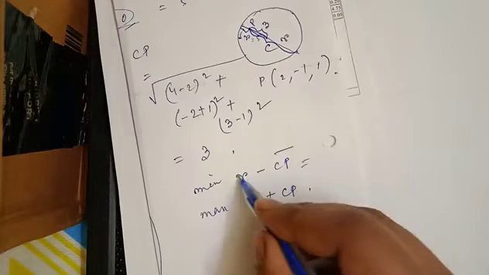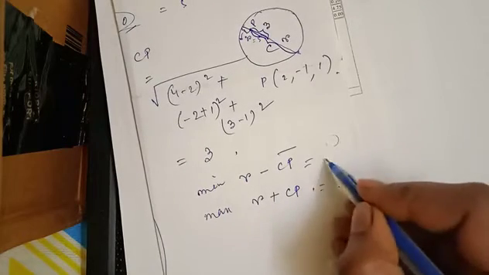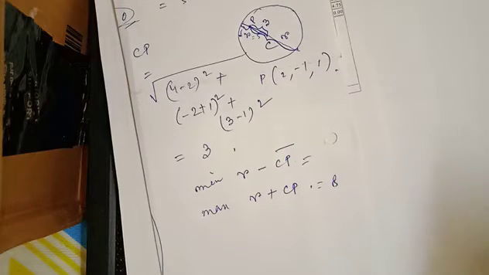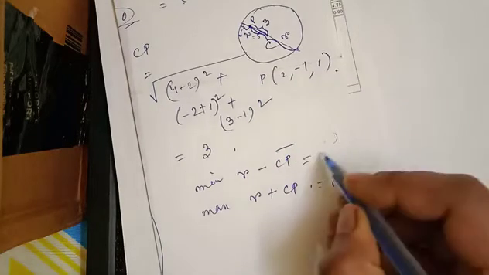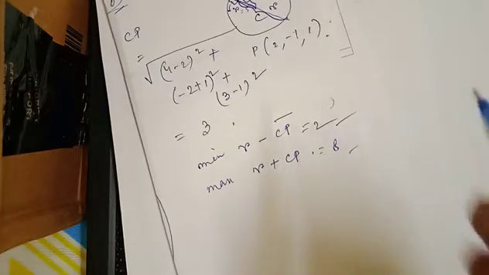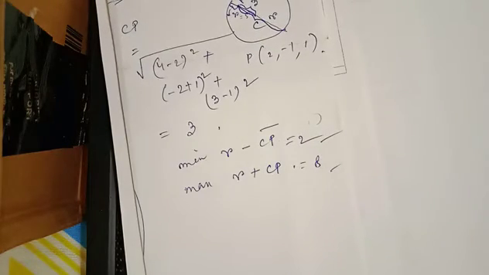Now we know both values, so you can easily get this. The maximum will be 5 plus 3, that is 8, and the minimum will be 5 minus 3, which is 2 units. So the minimum distance is 2 units and the maximum distance is 8 units. This is how we find the greatest and the least distance of a point from a sphere.